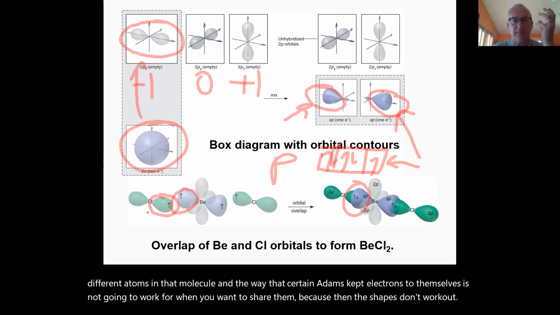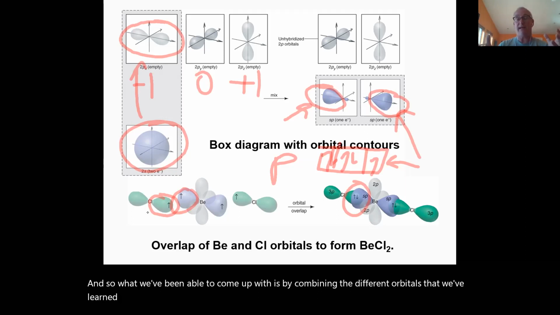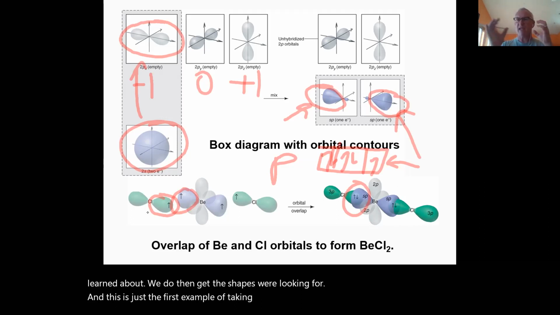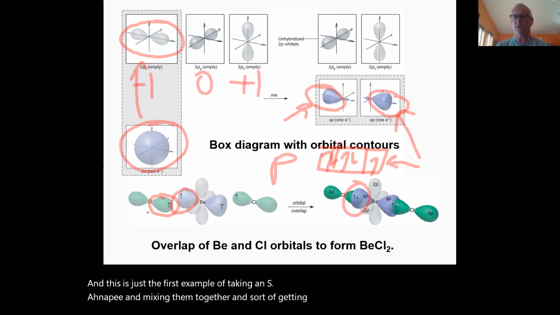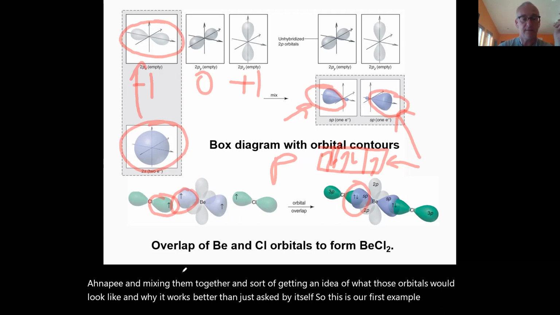What we've been able to come up with is that by combining the different orbitals that we've learned about, we do then get the shapes we're looking for. And this is just the first example of taking an S and a P and mixing them together and getting an idea of what those orbitals would look like and why it works better than just S by itself. So this is our first example, looking at beryllium chloride.